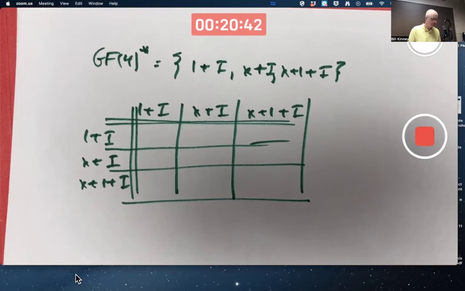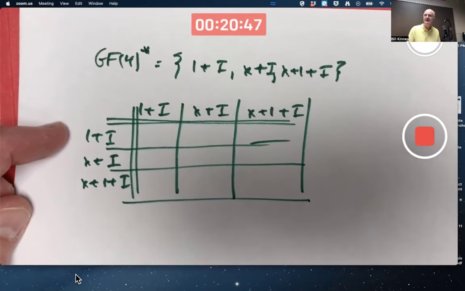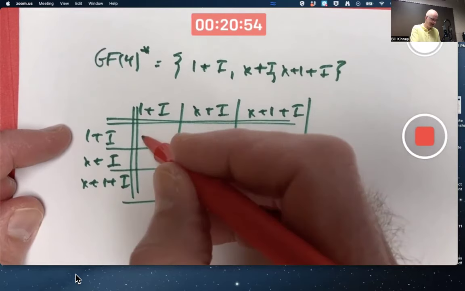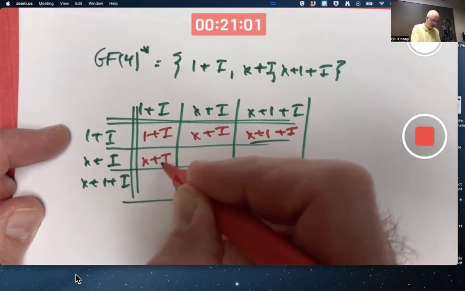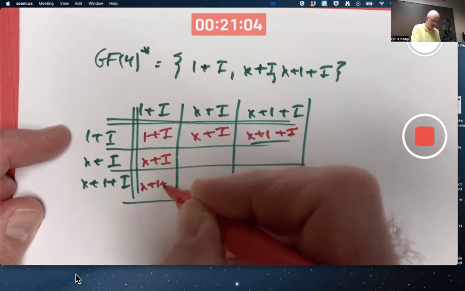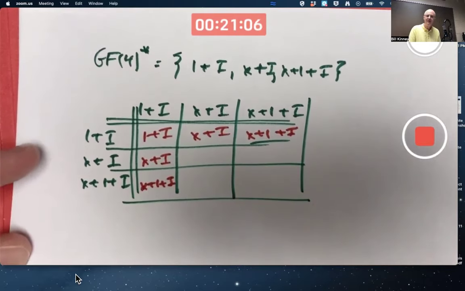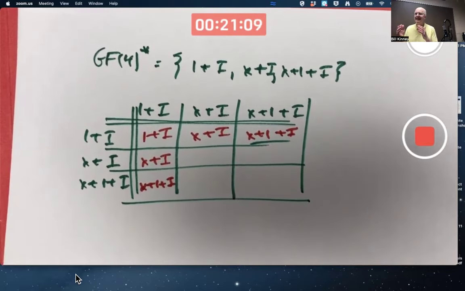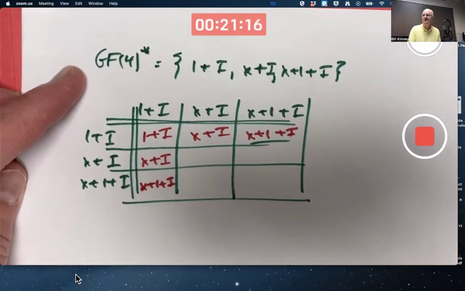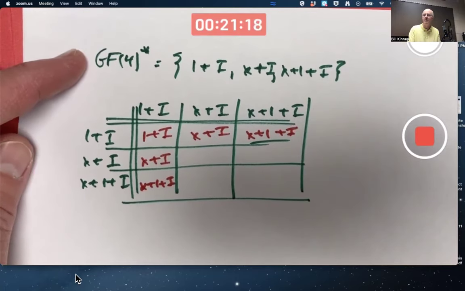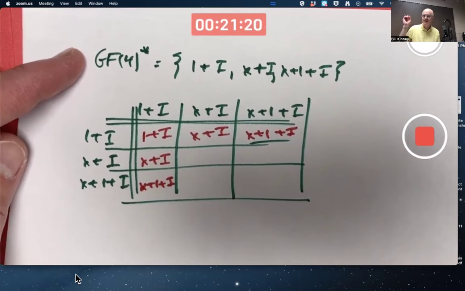What's a generator? Well, let's see. Is 1 plus I possibly a generator? No, it's not, because it's the identity. It's the E. 1 plus I times anything is that anything. So I can quickly fill in this part. 1 plus I is the identity under multiplication of GF4 star, meaning take the Galois field of order 4 and take away 0. That's what the star means.